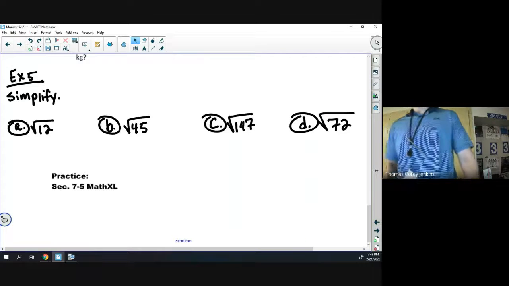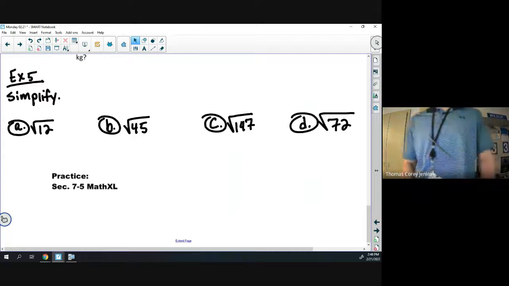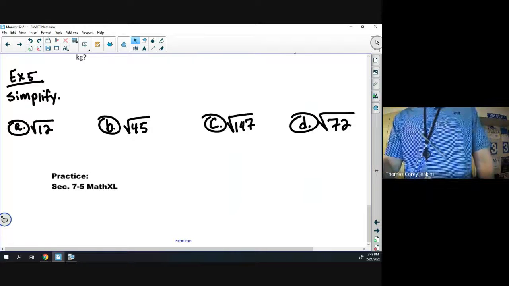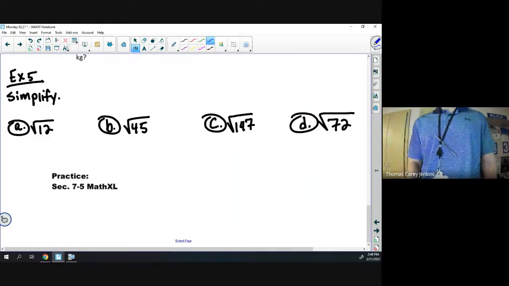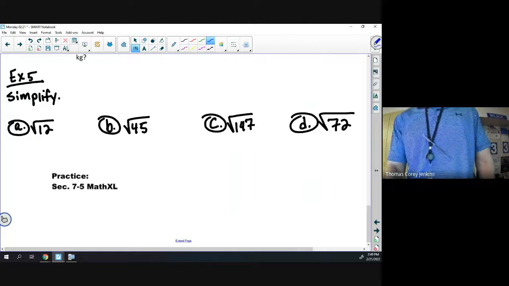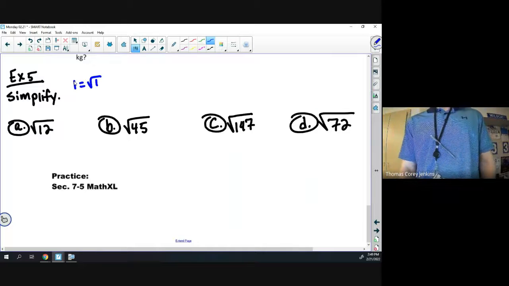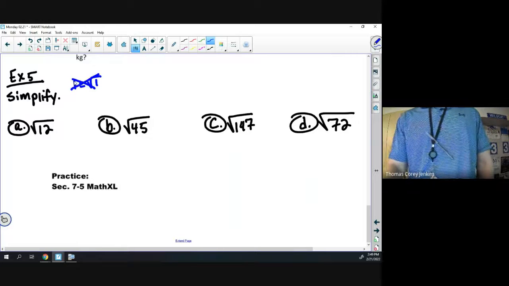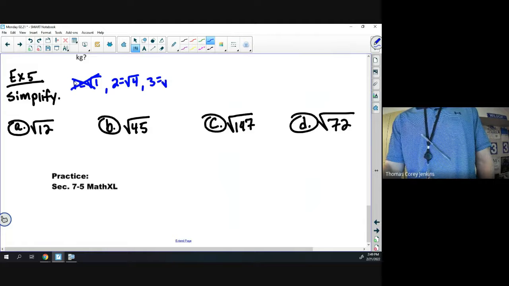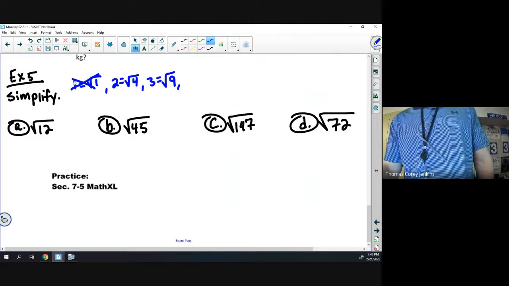Okay. So what we want to think about here are basically our first several perfect squares. So I'm going to list some of those out. 1 squared is 1, so that tells me that 1 is equal to the square root of 1. Now, we don't usually use this because 1 goes into everything, so I ignore this one. Then I could say 2 is equal to the square root of 4. 3 is equal to the square root of 9. 4 is equivalent to the square root of 16.